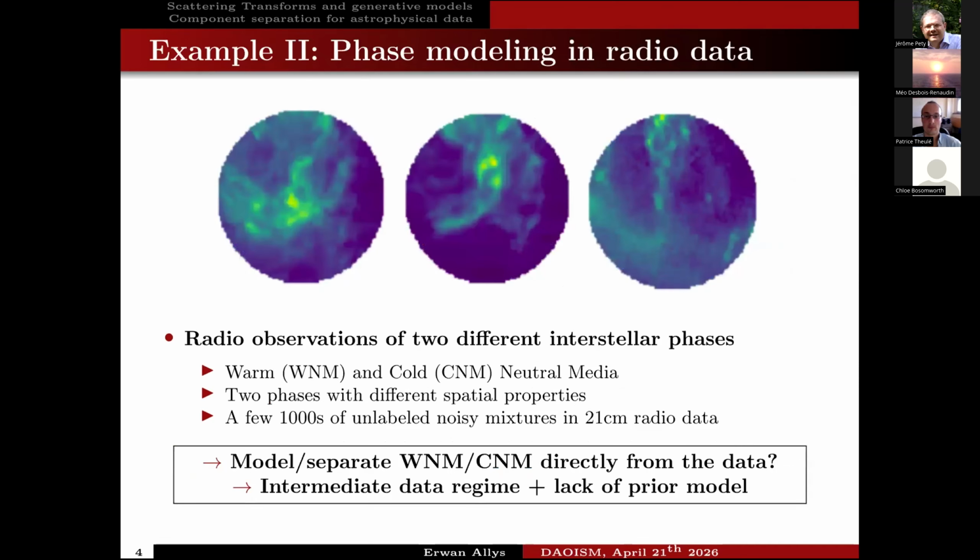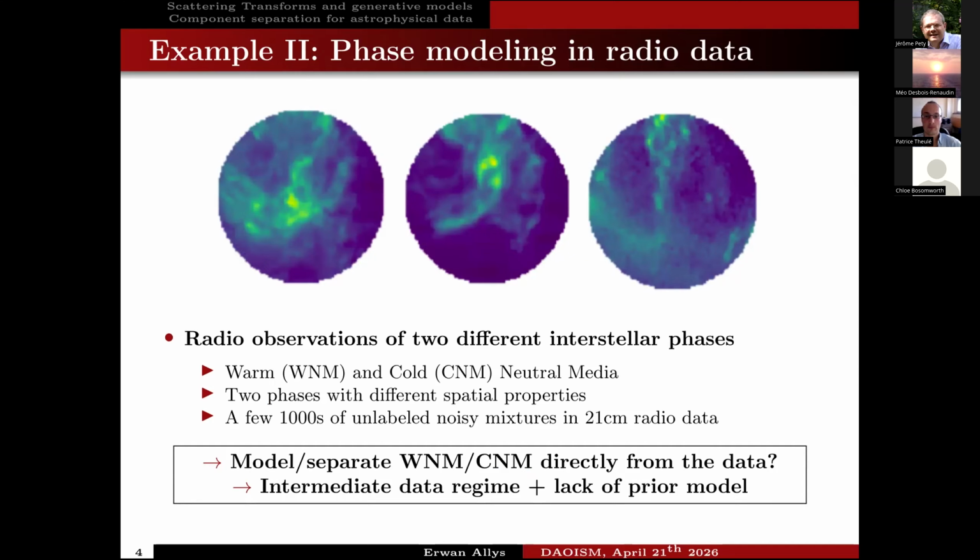A second application, more on ISM phases: here we look at a lot of radio observations of the interstellar medium, 21 centimeter radio observations, so HI. There are several phases in the ISM: the warm, which is more diffuse, and the cold, which is more dense, neutral medium. These are phases that we know have different spatial properties. They also have different spectral properties, but we leave that aside for the moment to see what we can do only from the spatial properties.